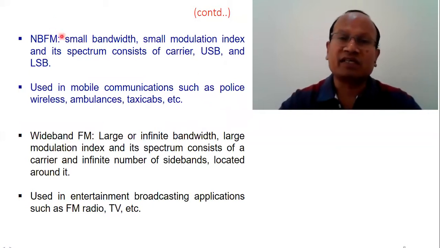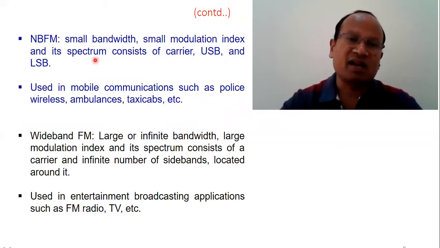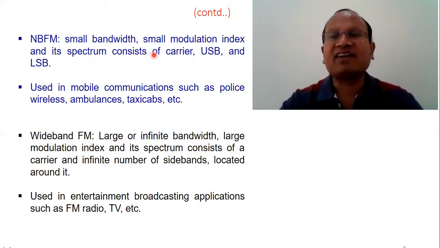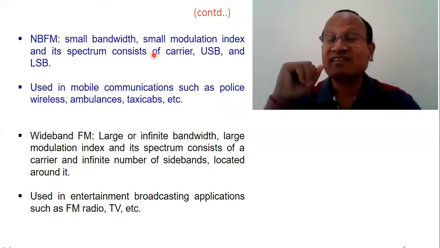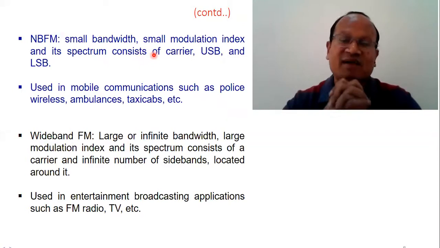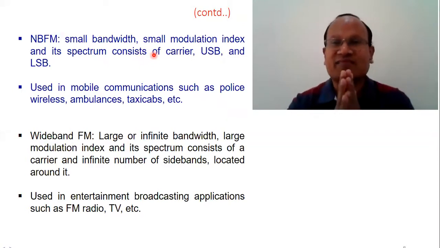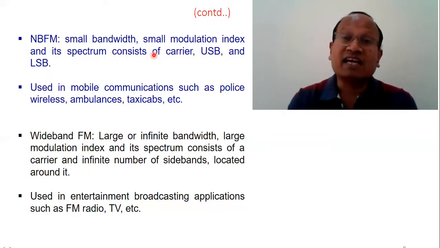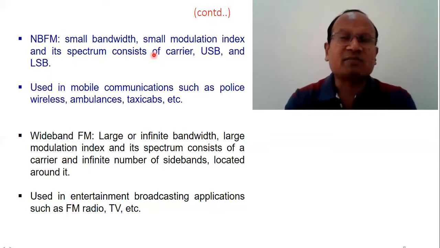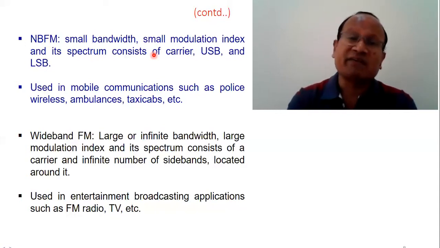Narrowband FM bandwidth is small, modulation index is small, and the spectrum consists of carrier, upper sideband and lower sideband. In narrowband frequency modulation, the modulation index is generally less than 1. Why? Think about amplitude modulation. Amplitude modulation has only 2 sidebands, and the modulation index is always less than 1. Ideally it will be 1, but 100% modulation is not considered good modulation. There may still be difficulty.